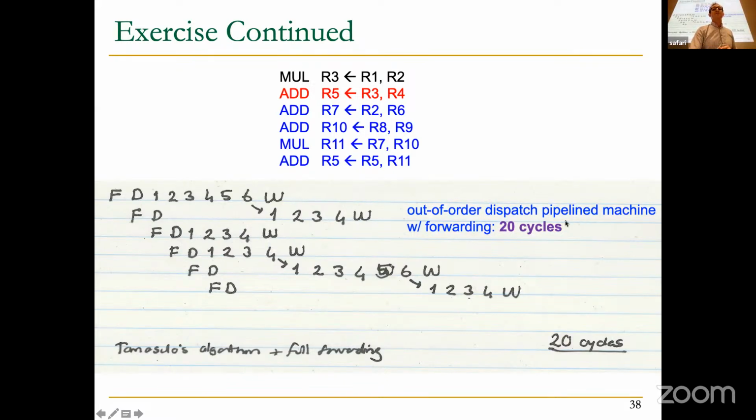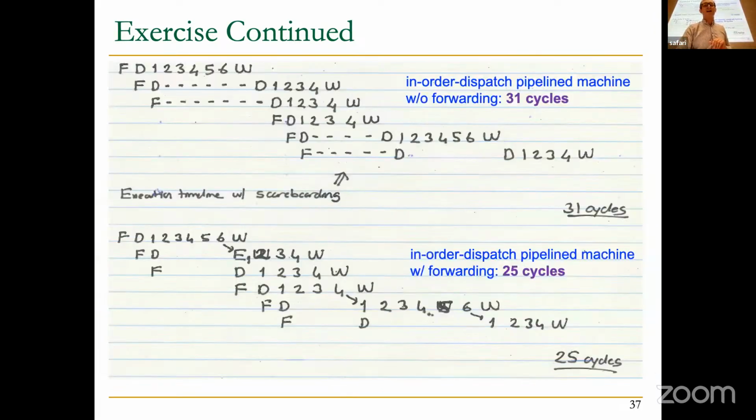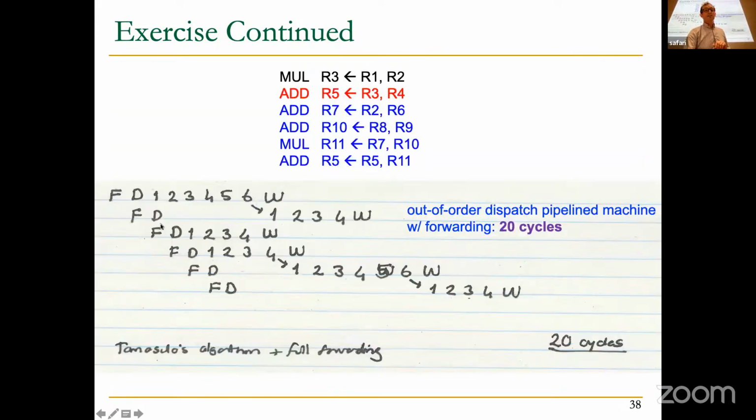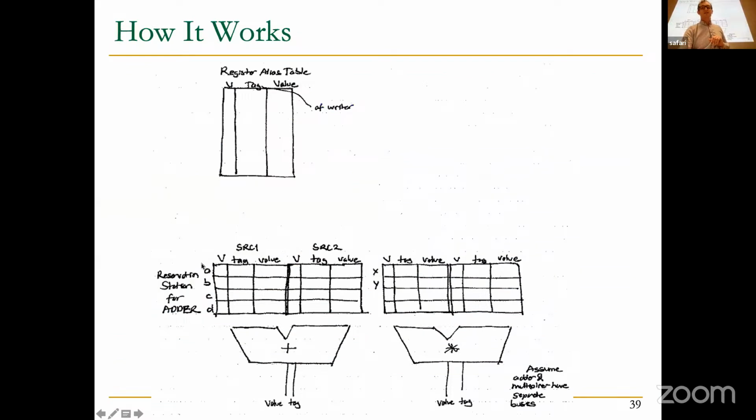So if you do an out-of-order dispatch pipeline machine with forwarding, we will get down to 20 cycles. This picture is actually a little bit misleading because you don't really need the write-back stage. So it's actually 19 cycles. If you're going to use what I'm going to describe, you don't really need that. So it's about 19 to 20 cycles, which is not bad. The key difference is that here, independent instructions wait, as you can see, but here the independent instructions can execute. Okay, so let's see how this works.